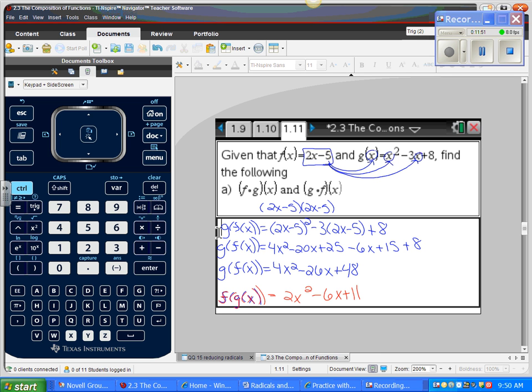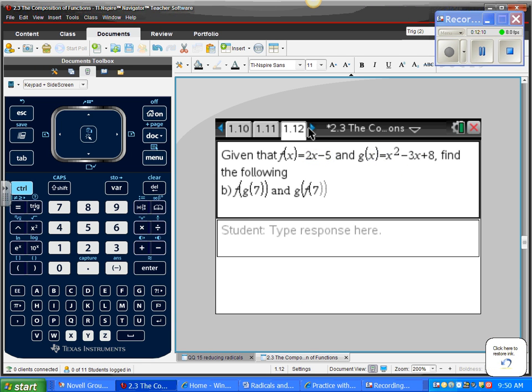Notice they are not the same. The composition of functions are not equivalent when you go from one to the other. So if you're asking for both, you can't give me the same thing twice. They are very different.